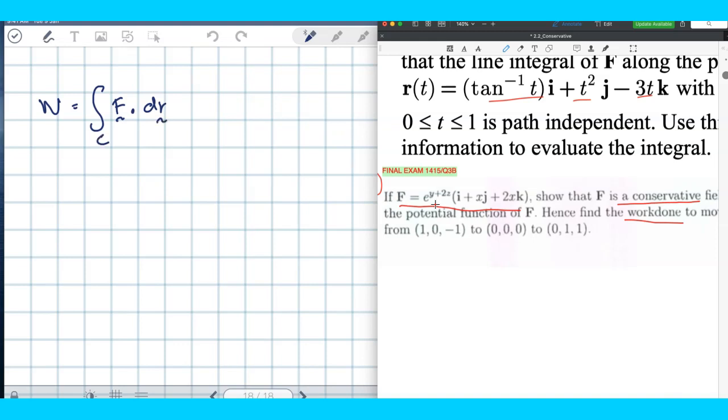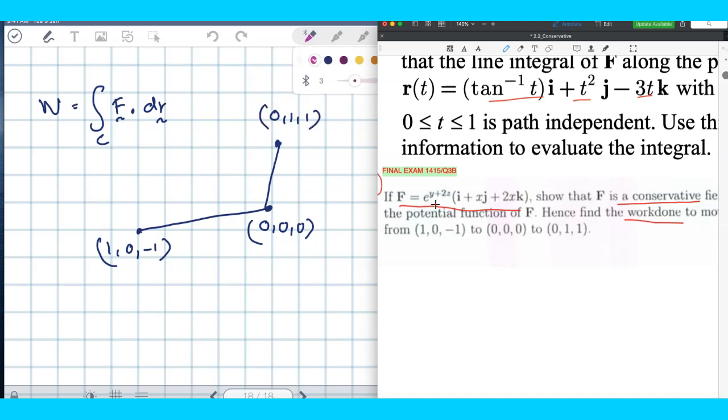Now we want to check. It looks like you want to go from 1, 0, minus 1, so from this point you want to go to 0, 0, 0, and then from 0, 0, 0 you go to 0, 1, 1. So your initial point is this one, and this is your terminal. This is your point A, and this is your point B.